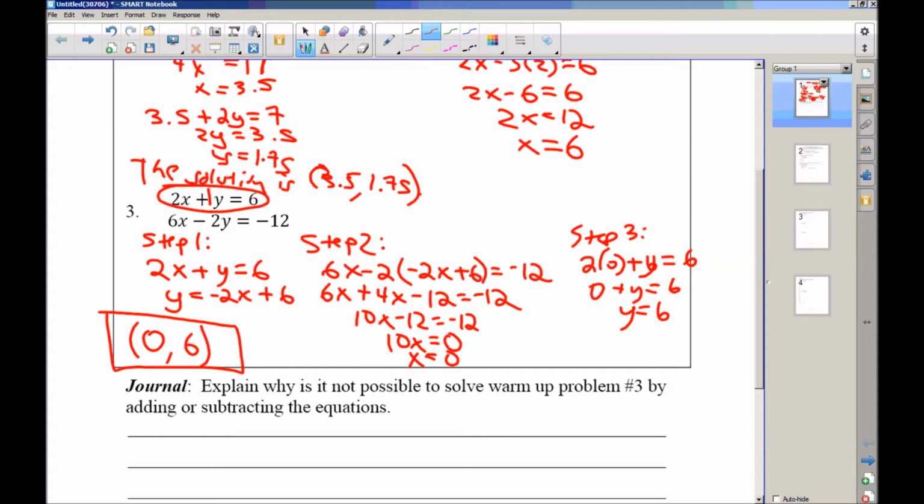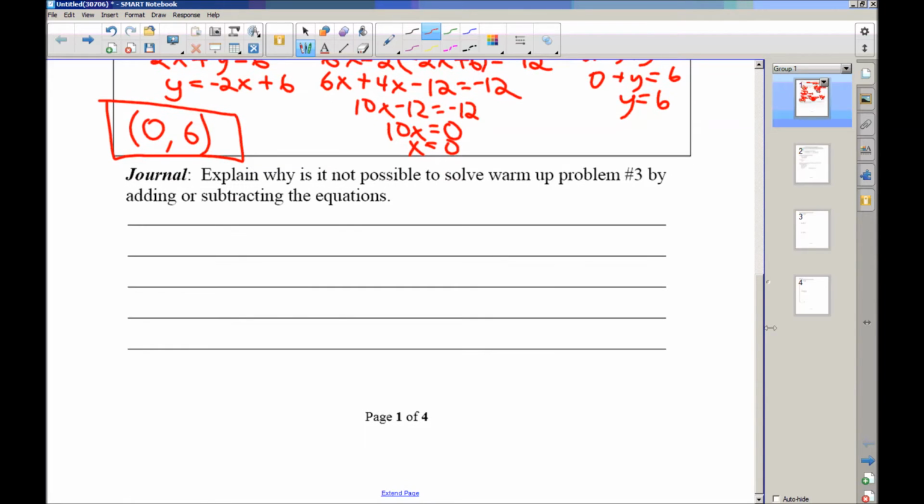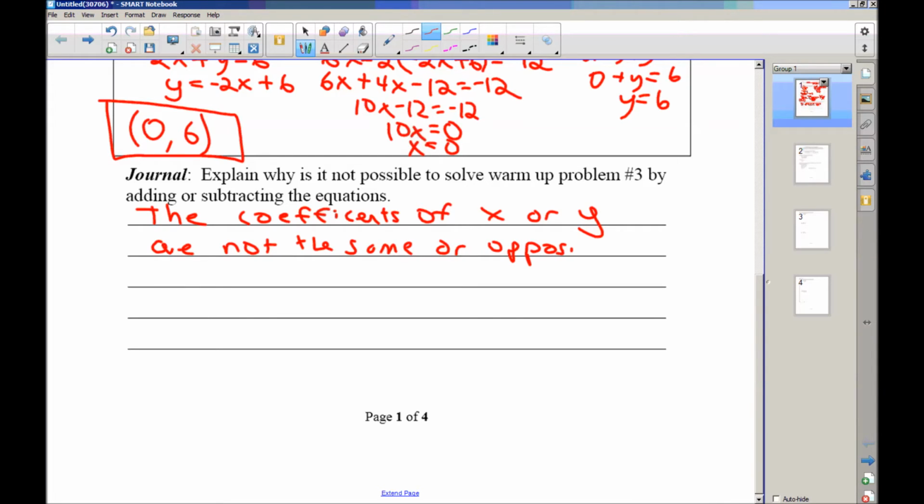Okay, our last part here on the front was not part of the warm-up, so it's a journal. Why is it not possible to solve the warm-up problem number 3 by adding or subtracting the equations? And that is because the coefficients of x or y are not the same or opposites of each other.